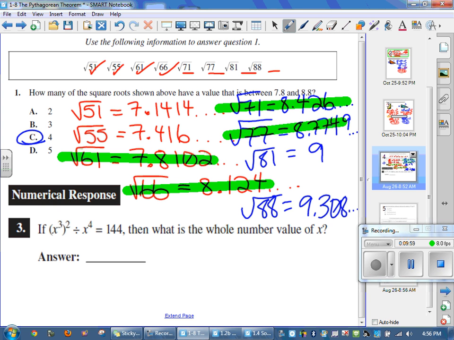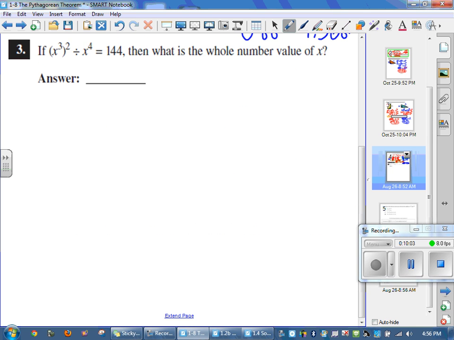Taking a look at the next question, we need to use our exponent laws to solve this. First of all, I've got an exponent on the outside of brackets. I know that's telling me to multiply them. So the first thing I've got is x exponent 6. Then I write the rest of the equation down, so I'm not done solving. Divide by x exponent 4.